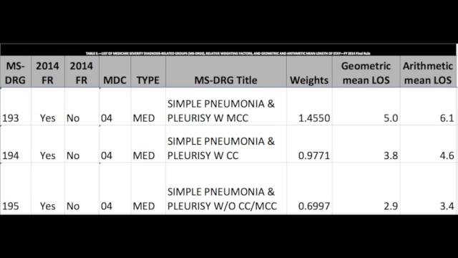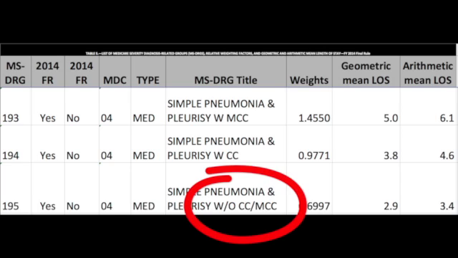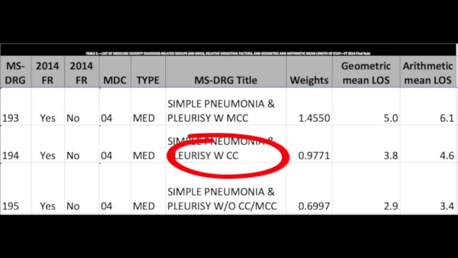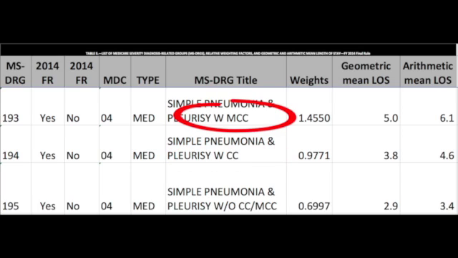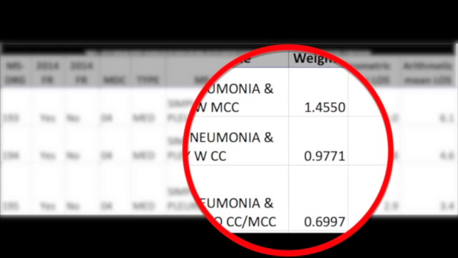The table shows the MSDRGs for pneumonia. Many conditions are broken down into 3 categories as here: without comorbidities, with comorbidities, and with major comorbidities. As you might expect, increased comorbidities lead to a higher chance of more resources being used to treat a patient.